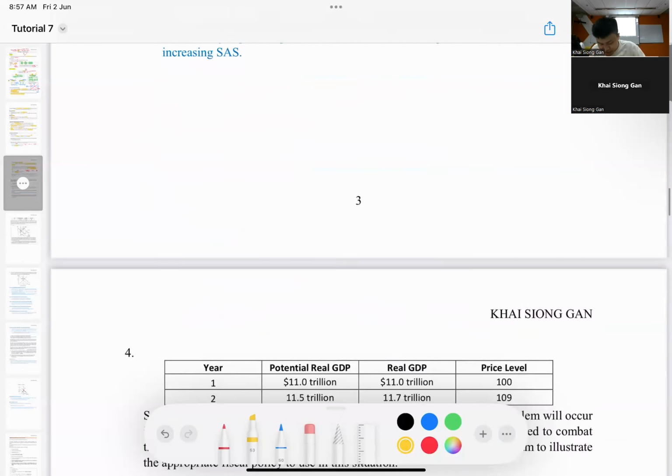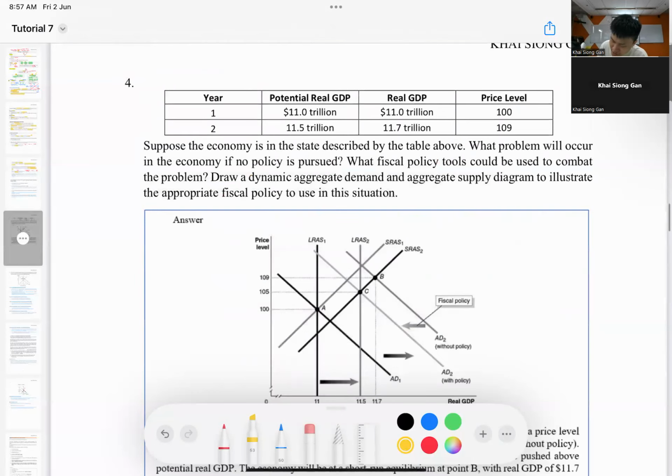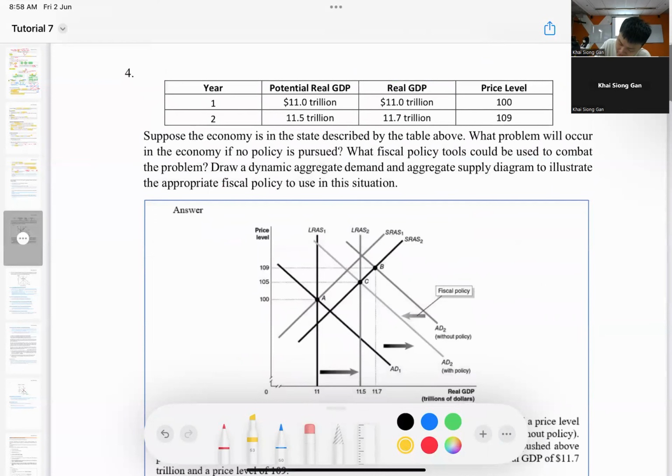Okay, next question. Again, you are given a table and you are asked to analyze it. For those of you who found set one very difficult, now you are being given a table again, so you need to analyze this table itself. Again, you have year one and year two. You don't see the answer first.